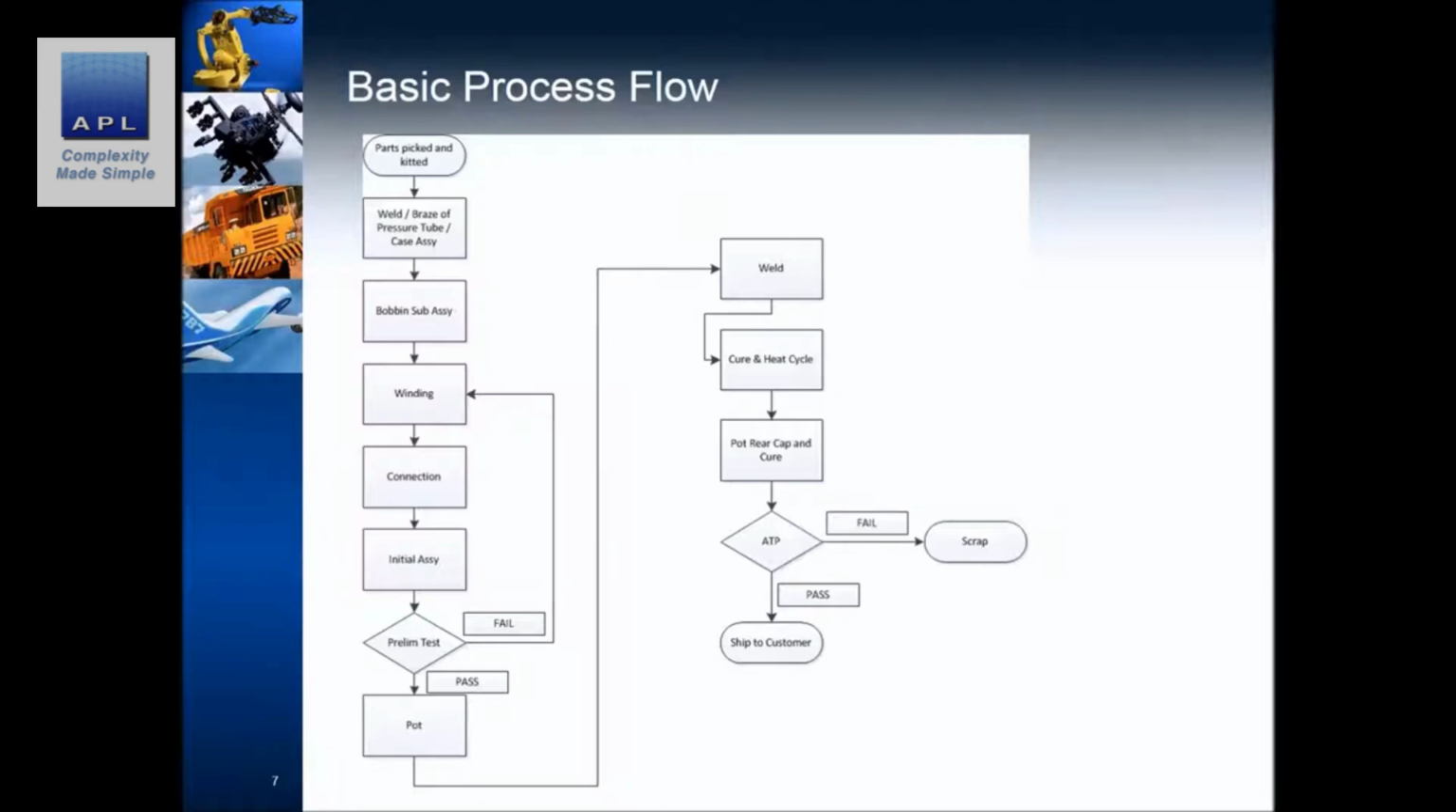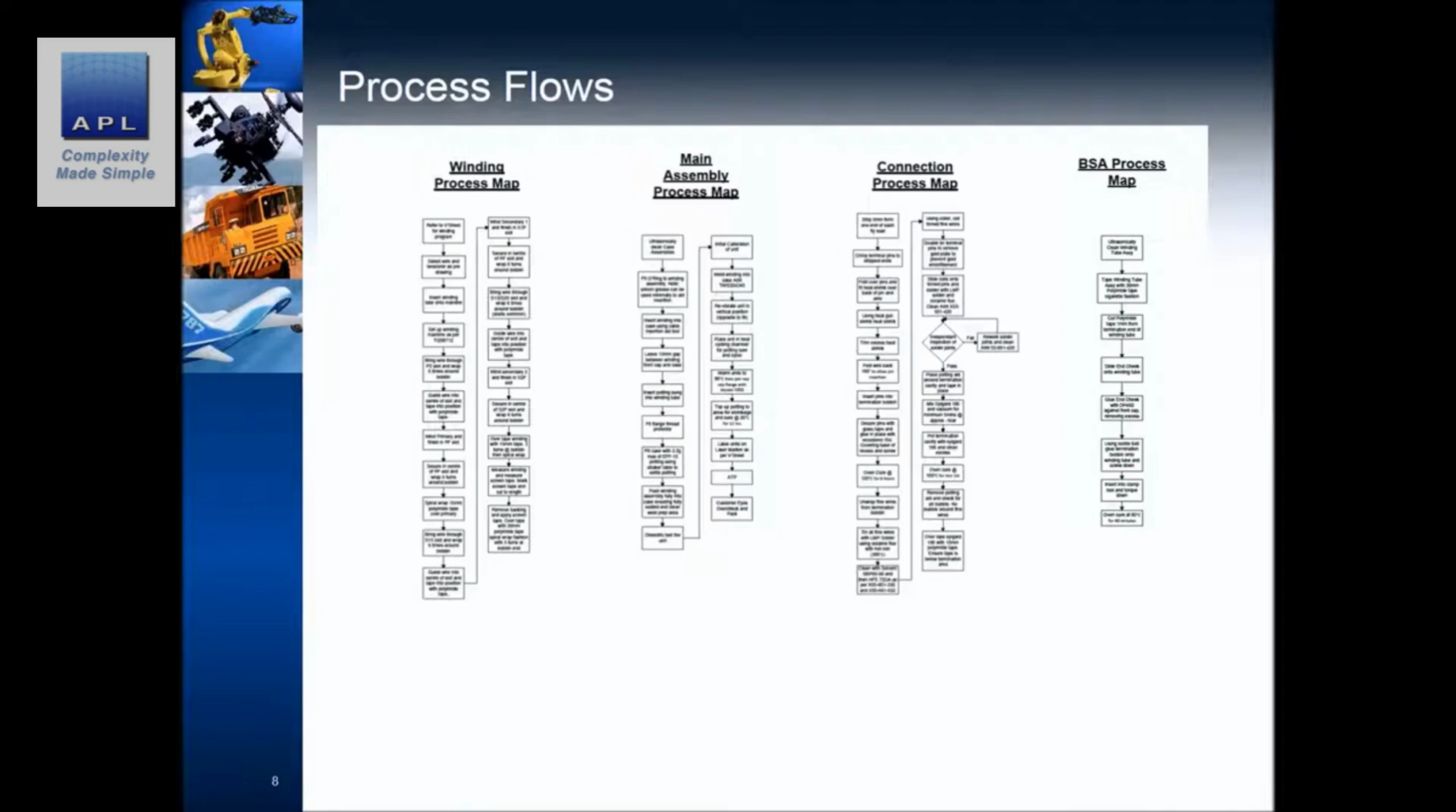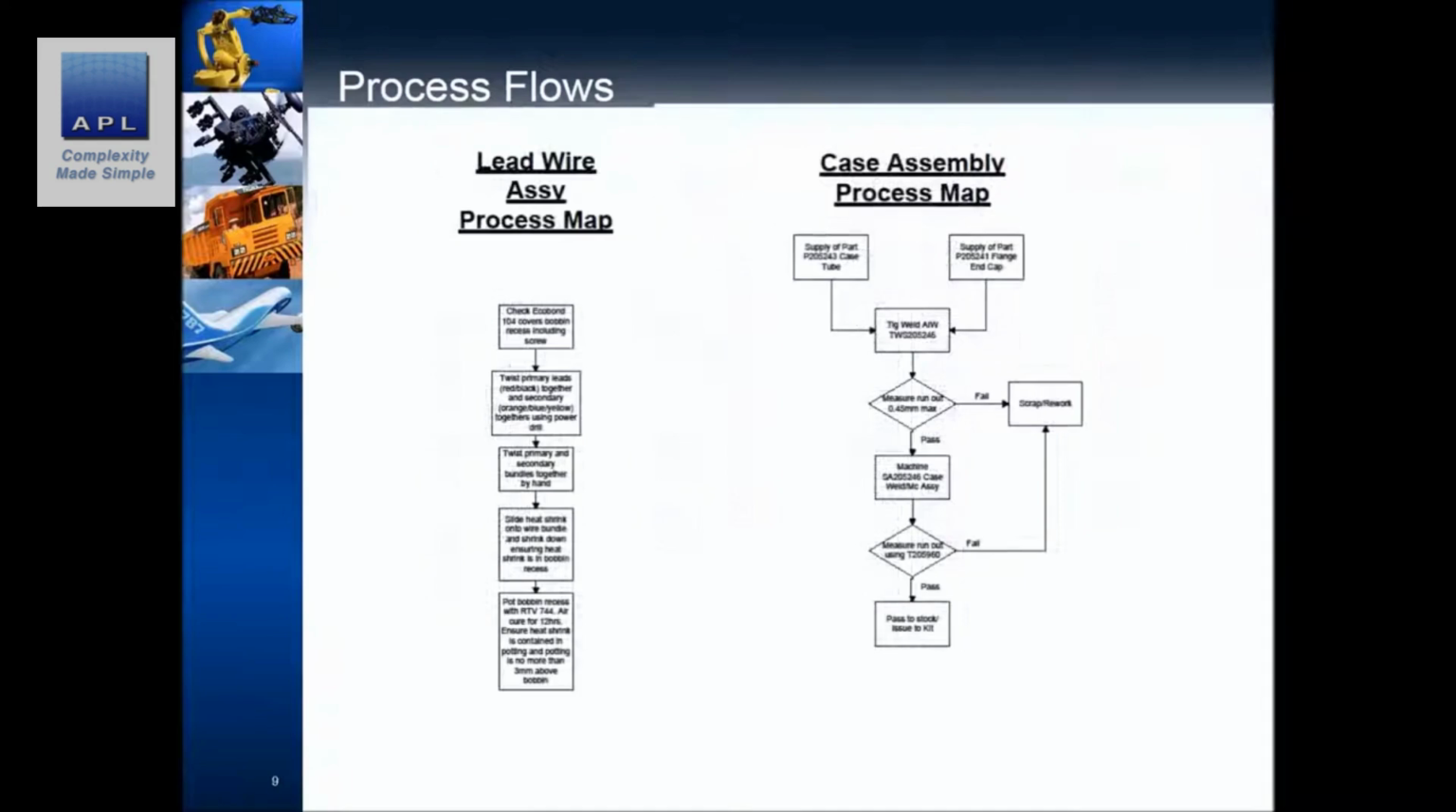There's the process flow. There's a more detailed process flow. So we've got winding, we've got assembly, we've got making electrical connections, and we've got the test at the end. Yeah, so we got a little bit more detail there to help us. And then we go in and look at the wire assembly method and the process, the case assembly as well.